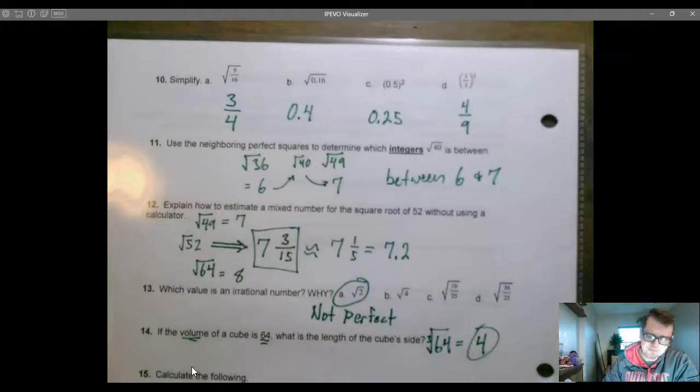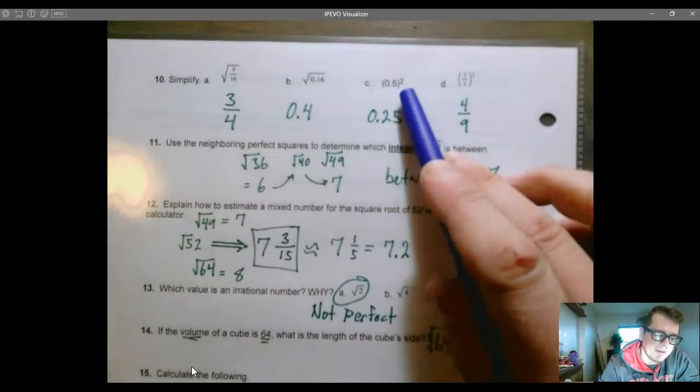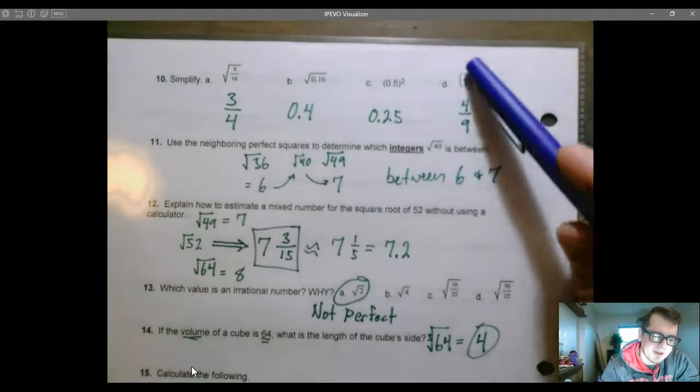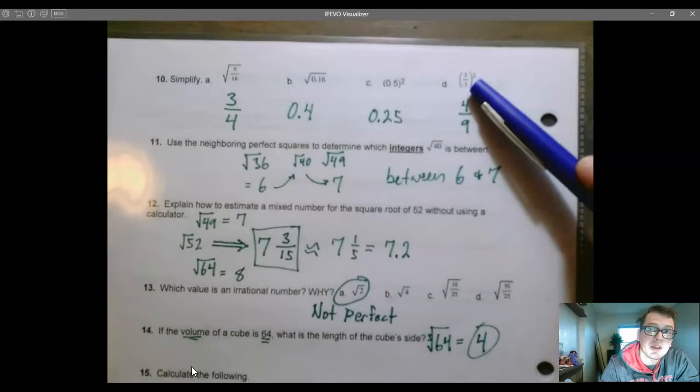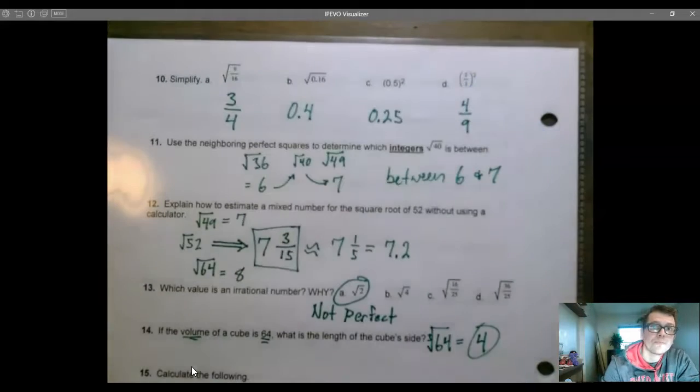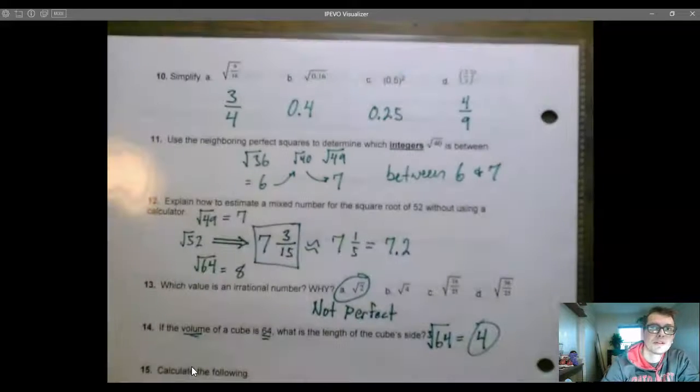0.5 squared we could write as 5 tenths, and then square that value, and we would get 25 over 100. And 2/3 squared, we're going to square the 2 and square the 3 both separately.